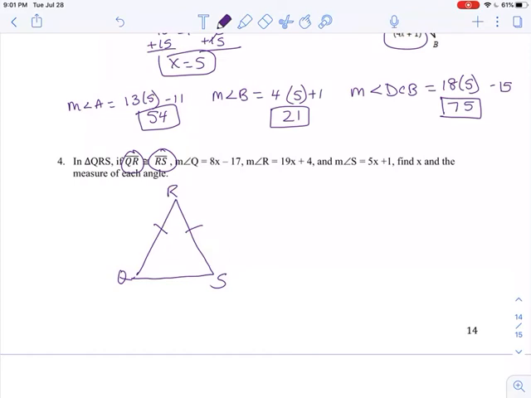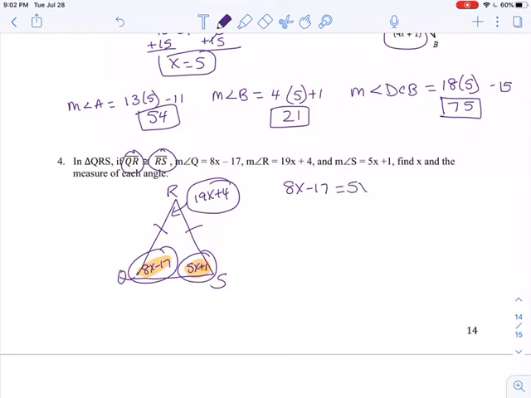Your isosceles triangle would just be on its side, and we've done problems like that before when they were on their side. Angle Q is 8x minus 17. Angle R up top is 19x plus 4. And angle S down on the bottom is 5x plus 1. So you have a choice. You can either take all three of these angles and set them equal to 180. So that's one choice. Or you could just take these base angles and set them equal to each other. Either way, you're going to get the same exact answers. So the base angles in an isosceles triangle are equal to each other.